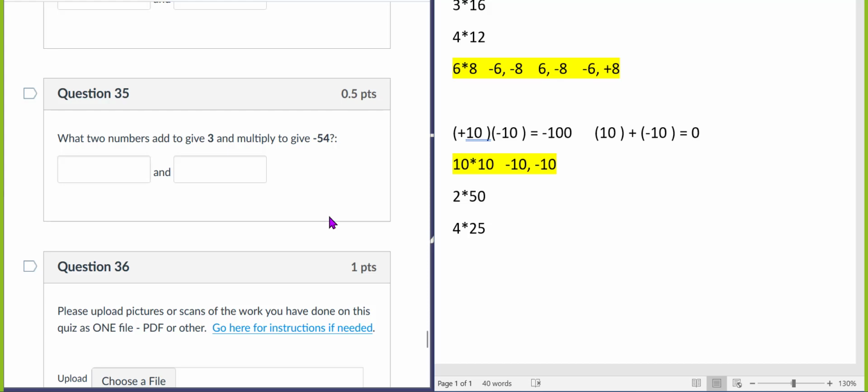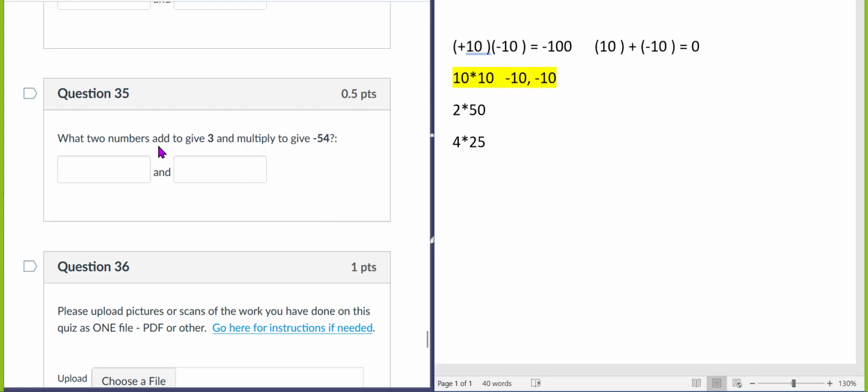Okay. So this question: what two numbers will add to give 3 and multiply to give negative 54? So press pause on the video and do this one yourself, and then I'll do it. Okay, I hope you've pressed pause and tried it.